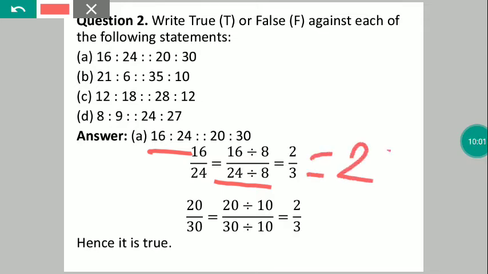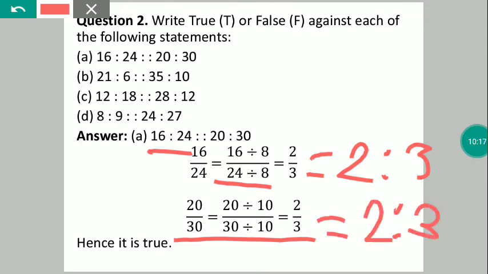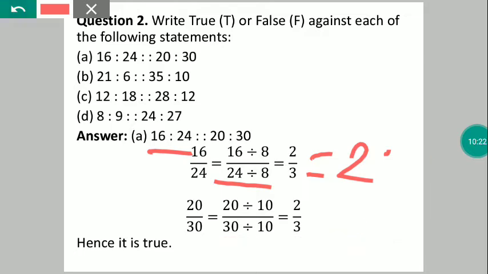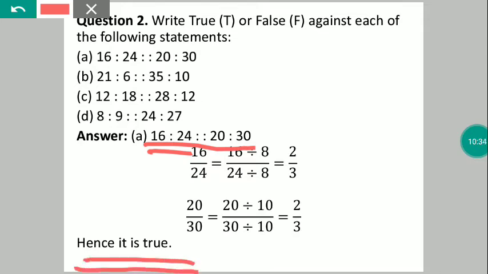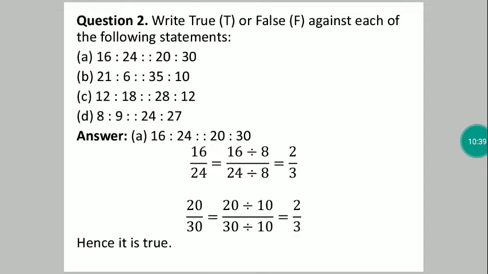That is, the ratio is 2:3. Now the second ratio, of the third and fourth quantity, 20 upon 30, which is equal to 20 divided by 10 upon 30 divided by 10, which is equal to 2 by 3. So the ratio is 2:3. Both ratios are the same, so the quantities are in proportion. So the given statement that 16:24 as 20:30 is true, because the given quantities' ratios are equal and they are in proportion. It is right, so it is true.